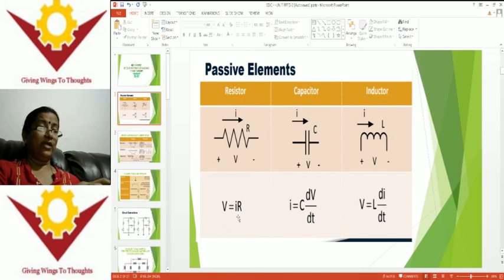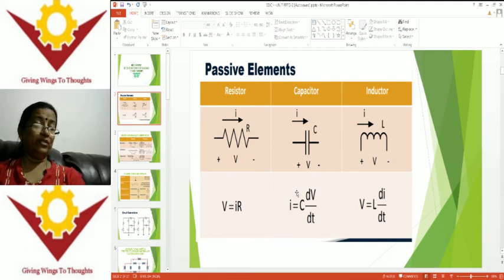V is equal to IR. By applying Ohm's law, we have the drop across the resistor V is equal to IR, and the current flowing through the capacitor I is equal to C dV by dt, and the voltage drop across the inductor V is equal to L di by dt. In this, we are observing different notations of the formulas. Current flowing through the capacitor, we are writing I is equal to C dV by dt.